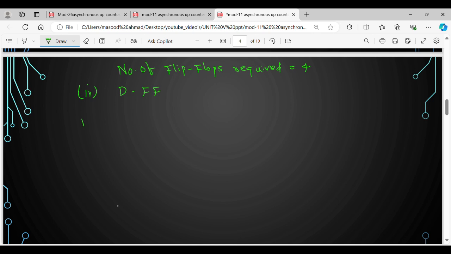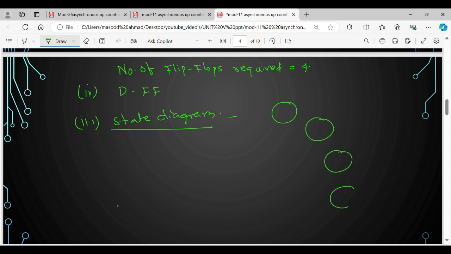So next what we can do is the state diagram. The state diagram is well known. I have shown you just now. You can draw the state diagram. So it will start from state 0 and go up to state 10. So state 0, state 1, state 2: 0 0 0 0, 0 0 0 1, 0 0 1 0, 0 0 1 1, and so on, up to what exactly? The last value is 1 0 1 0. Then it will go to 0 0 0 0. This is the state diagram which we know.